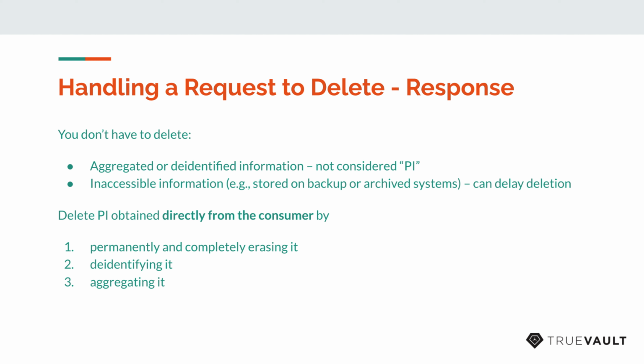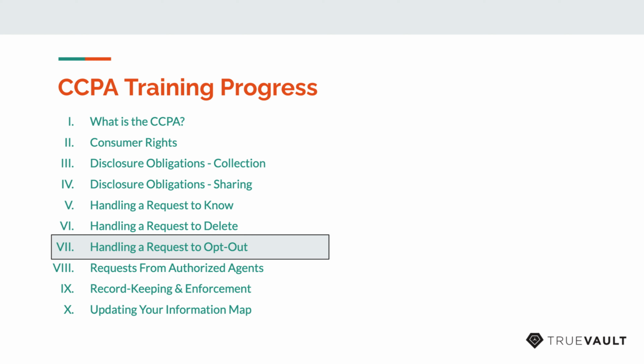The CCPA provides a robust list of exceptions to deletion that allow a business to retain and not delete personal information in response to a consumer request. The list of exceptions ranges from the need to provide goods and services and using the personal information for security reasons to complying with a legal obligation or for any purely internal use that is lawful and compatible with the purpose for which the consumer provided the information. Next, we'll turn to the steps for handling a request to opt out.